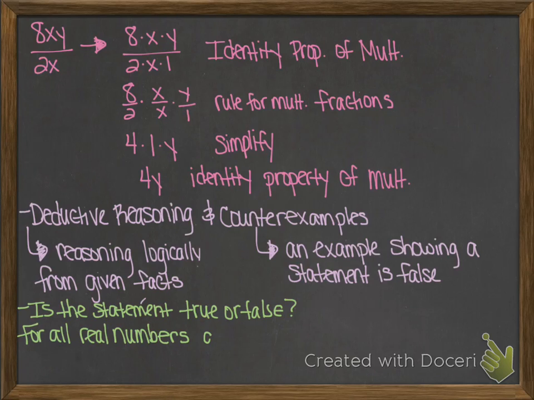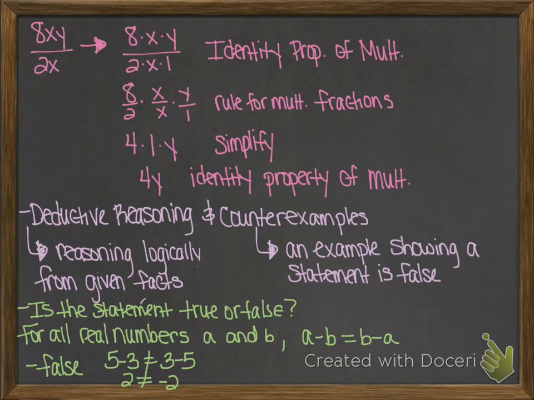For all real numbers a and b, a minus b equals b minus a. Is this statement true or false? If it's false, can we give a counterexample? Well, I can think of one right away. So I'm going to say this is false. And the example I chose to use was 5 minus 3 does not equal 3 minus 5. Because if I simplify that down, 5 minus 3 is 2. 3 minus 5 is negative 2. Those don't equal each other.